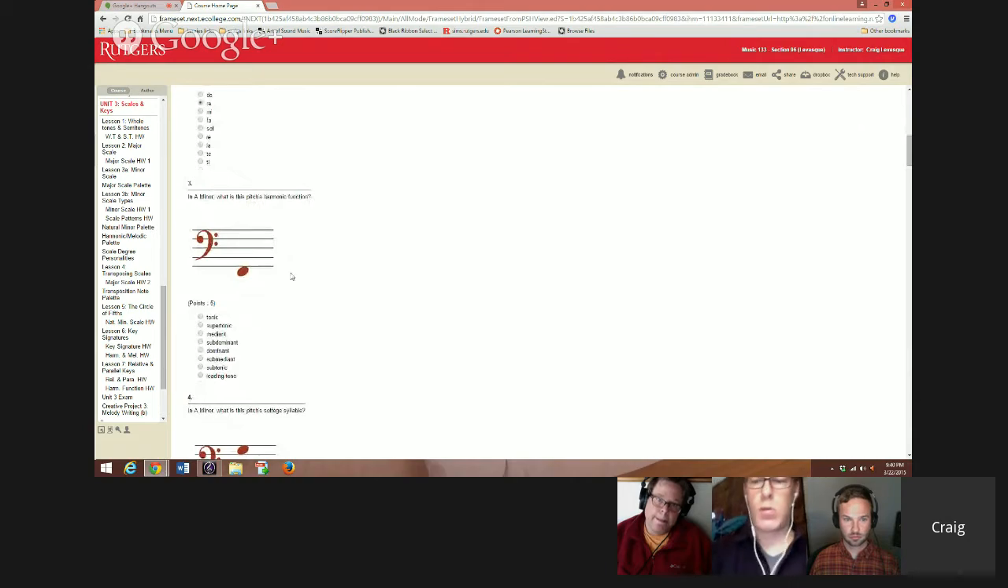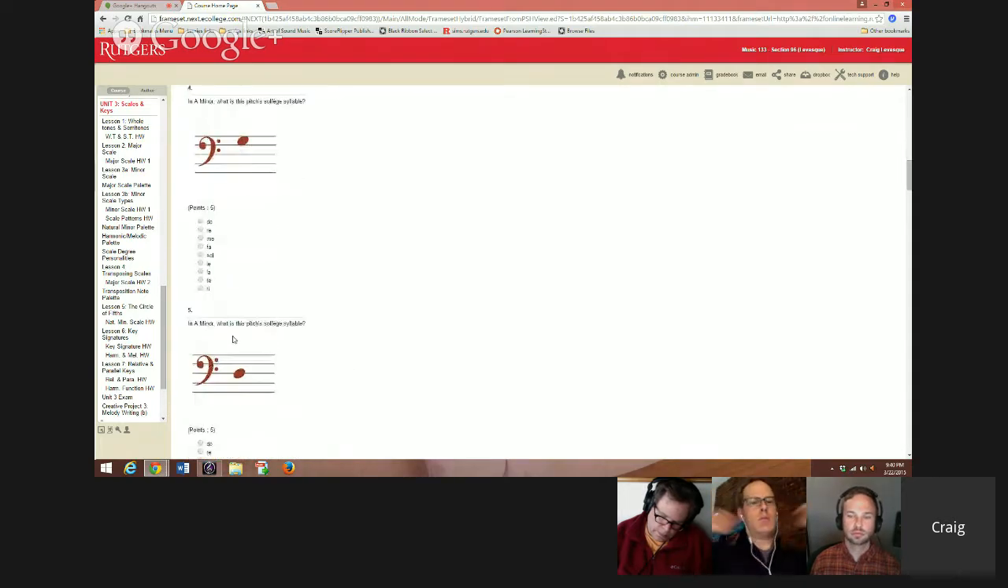Now, harmonic function. This is where it gets tricky. So we're in A minor still. This is an F in bass clef. It's the 6th step of the scale. It doesn't make a difference for us with the 6th step whether or not it's raised or not. It's still going to be submedian. It will make a difference if it's the 7th step. The raised 7th step is the leading tone versus the unraised is the subtonic. But the unaltered 6 and the altered 6 are the same. Let me skip around a little more.